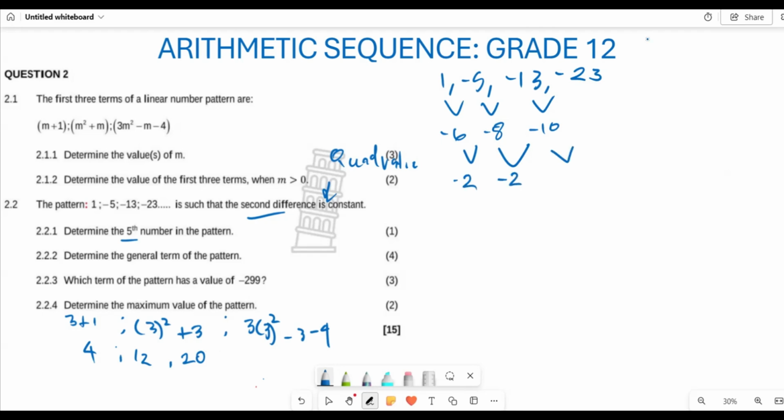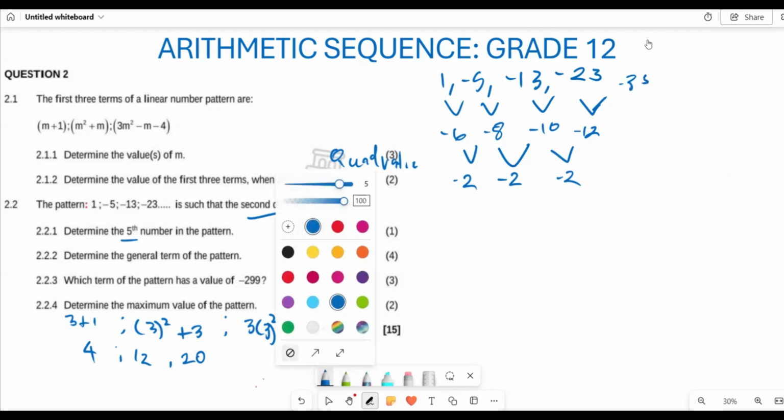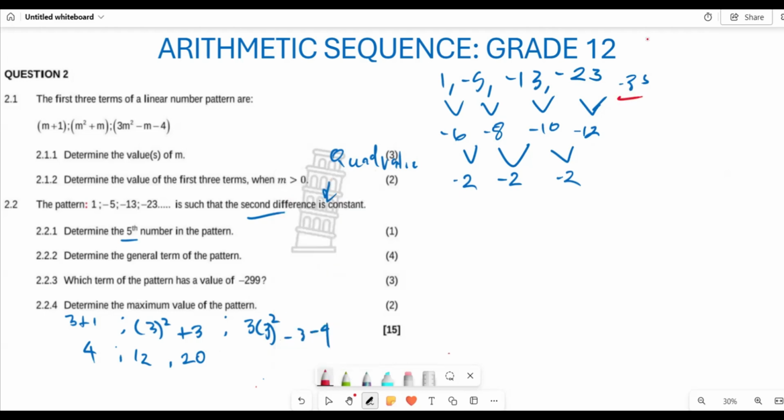Now, continuing with this -2, this is going to be -12. And then -23 plus -12 is going to give you -35. So the next following term that they were looking for is going to be -35, which is the fifth term.